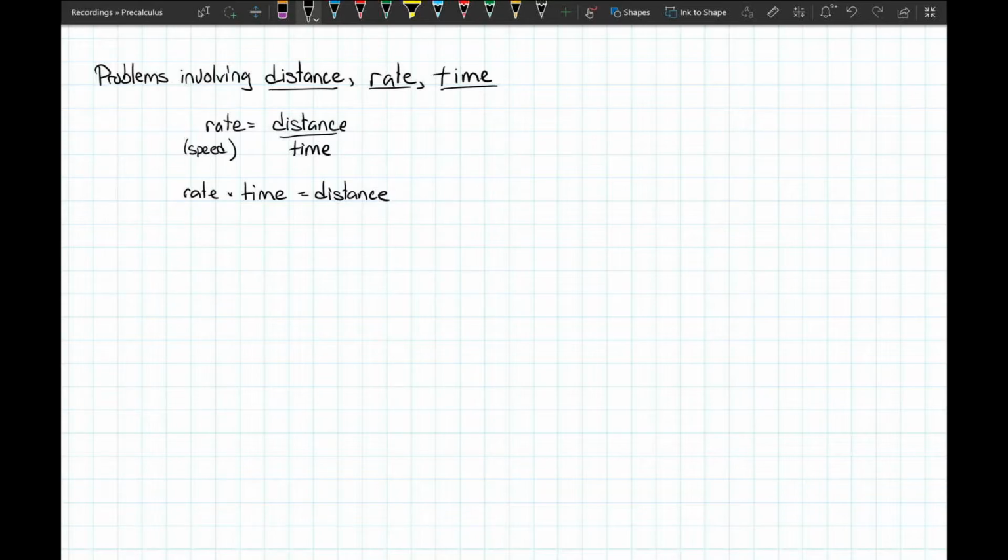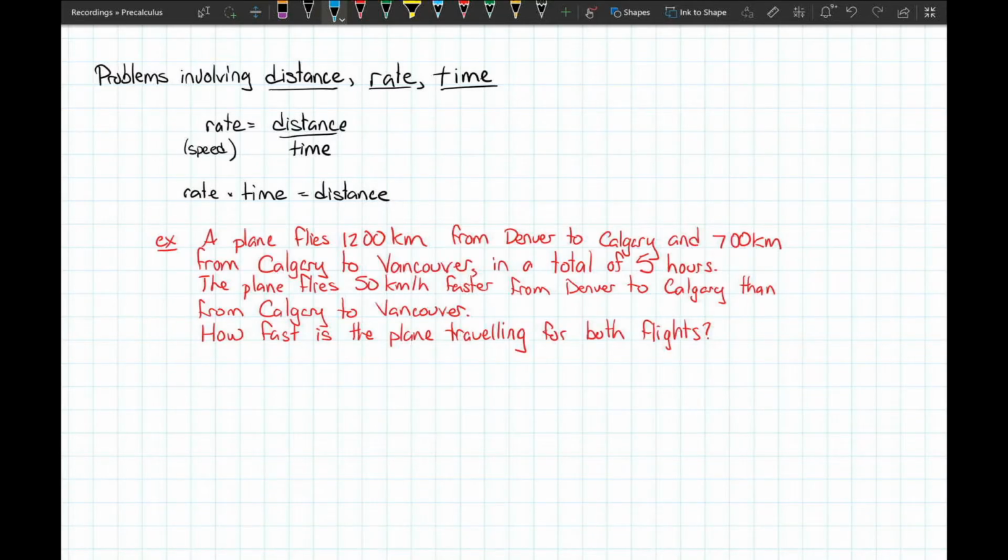And also similar to our concentration type of problem, we can always add multiple amounts of time together to get the total time, and we can add multiple bits of distance together to get total distance. But it doesn't make sense to add 2 rates or 2 speeds to each other to get a total speed. That's quite a different sort of concept. So let's take a look at an example where we might have distances, rates, and times and need to set up equations. In this example, it looks like quite a wordy problem.